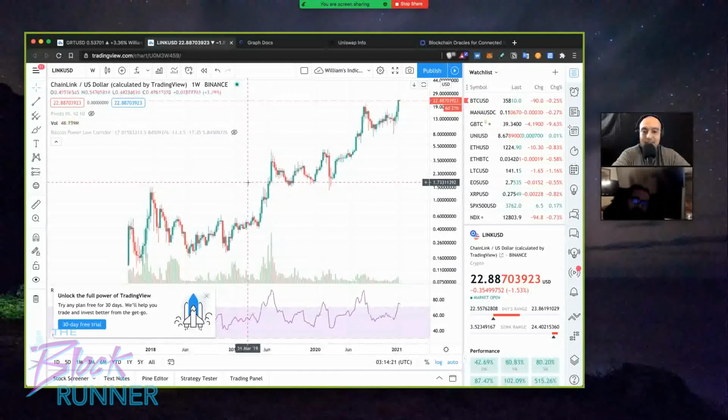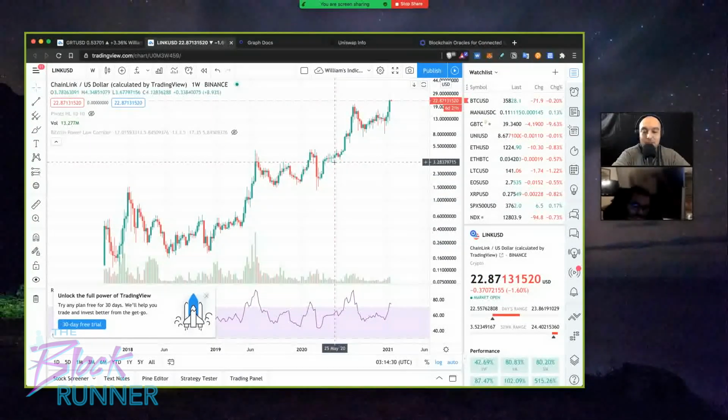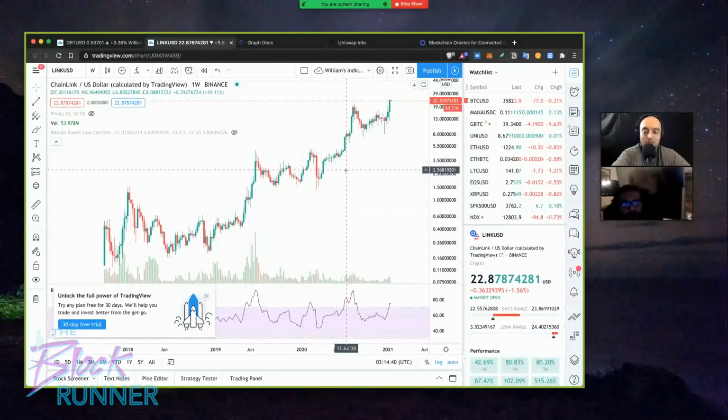But the point is that if The Graph is going to have this similar trajectory, then that's something to pay attention to. It's people or developers using Chainlink, the same degree of usage that The Graph is having at this moment. So that's why we're looking at it.